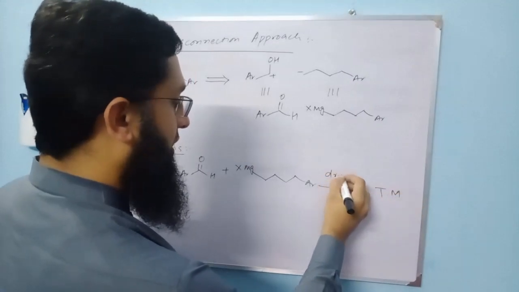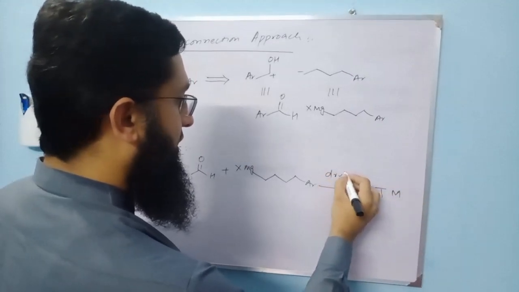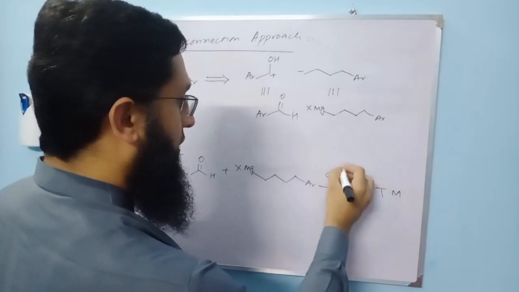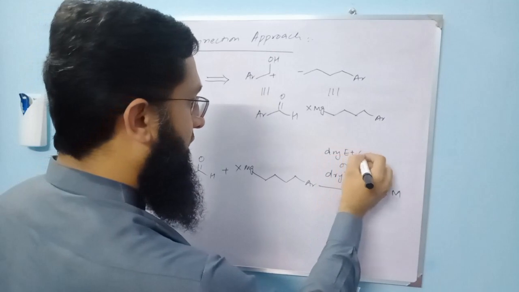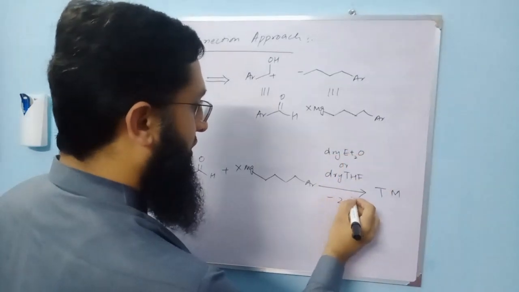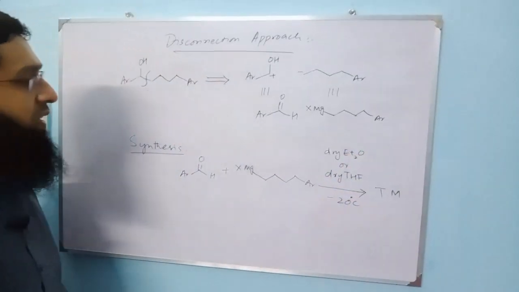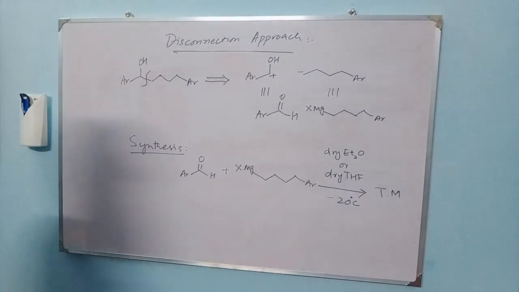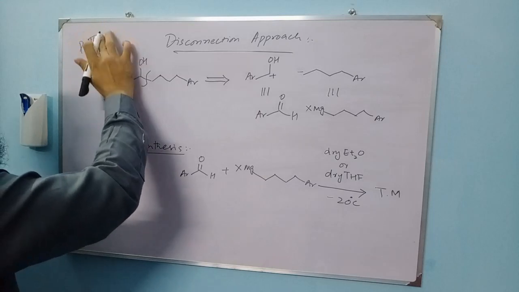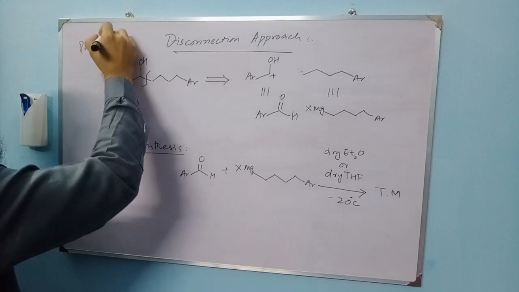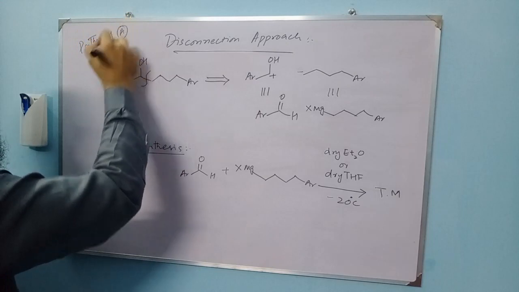This reaction occurs in dry THF or dry diethyl ether at -20 degrees centigrade. So this is the synthesis. This was pathway 1, or pathway A.